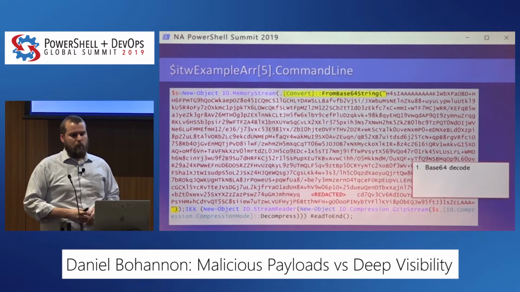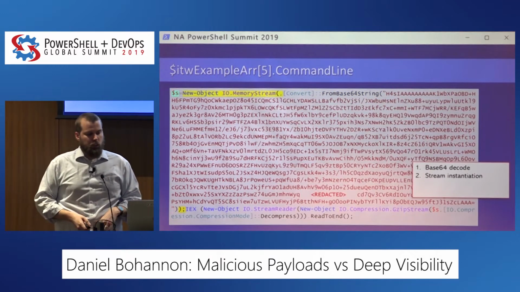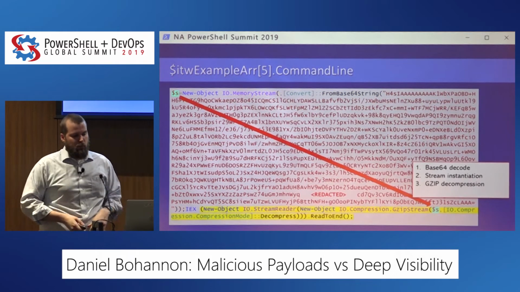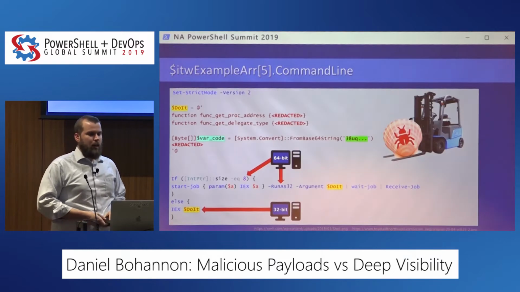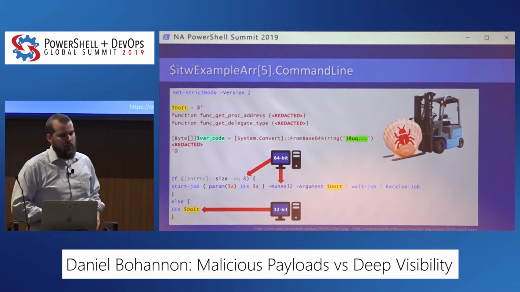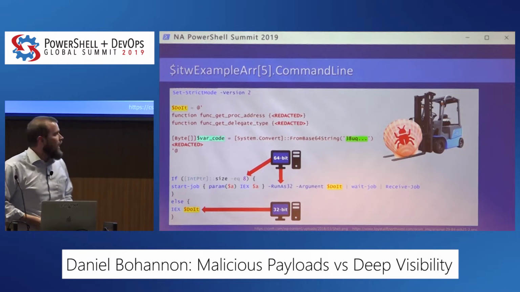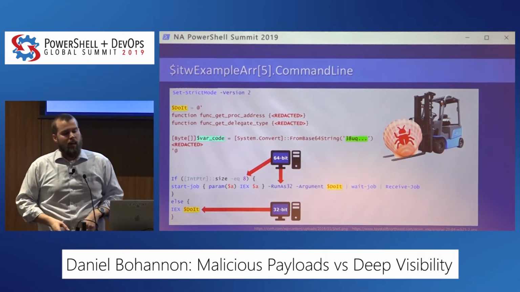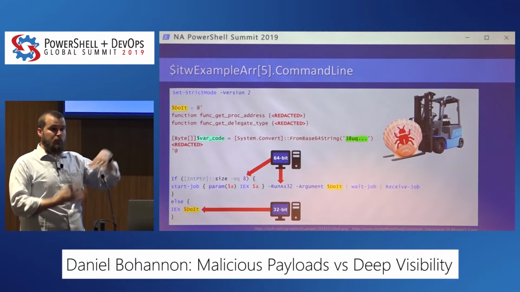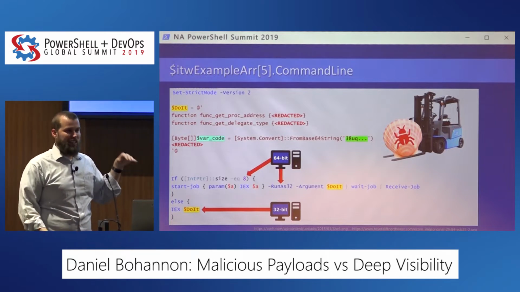Massive base64 blob, so let's decode that into a memory stream, store it into S, gzip decompress, and then that gets fed into IEX where it executes. Now, if we look at what it actually executes, it looks like this. Set strict mode version 2, and then there's this massive here string in a variable that by default is called doit. Inside of that, we have two big functions. This is the majority of the payload. It's very redacted because it's massive.